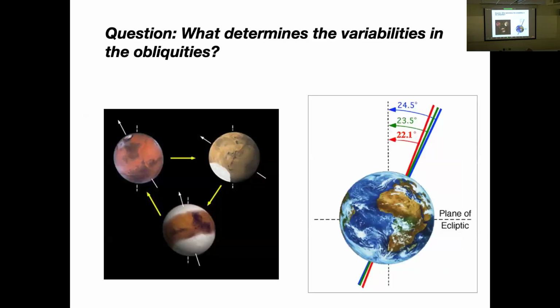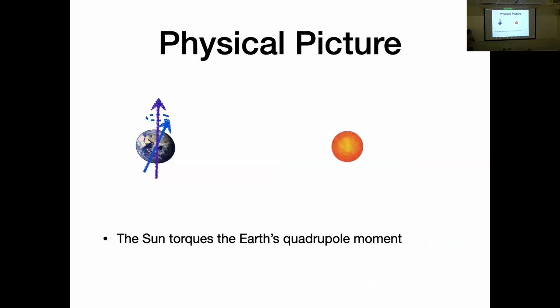Okay, so now the standing question is to understand these climate variations, and for these planets, we want to understand why the Earth and Mars are very different. So in terms of the orbital and spin properties of Earth and Mars, they're actually quite similar. So why does Earth have a stable obliquity, but Mars has very wildly changing obliquity? Okay, so to answer that, we can take a step back and look at how the obliquity varies.